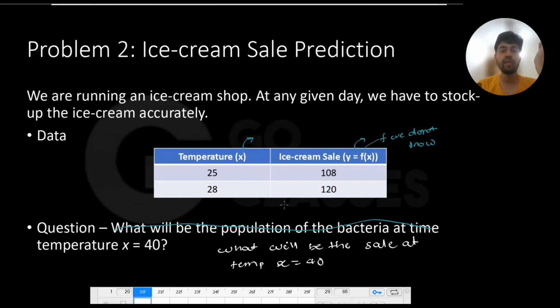Because if I don't have enough stock and I could sell these many ice creams, I will be in loss, right? I could have sold much more product than I'm selling right now, because I did not know. The other issue is, if I buy more, I will have to reserve some storage for that, and then that will again cost me, right?